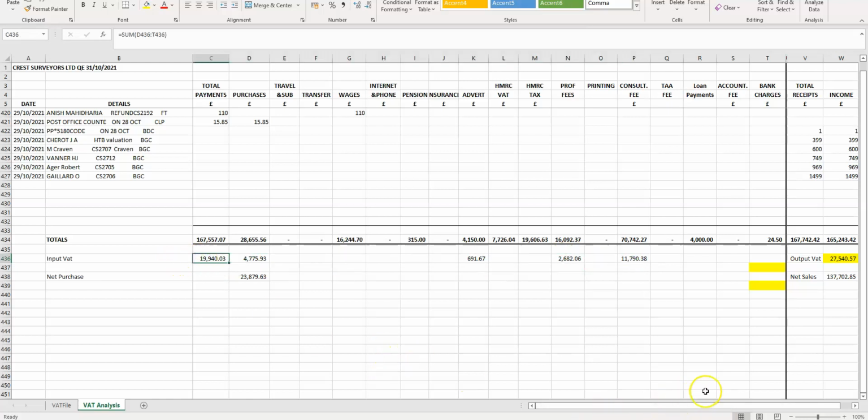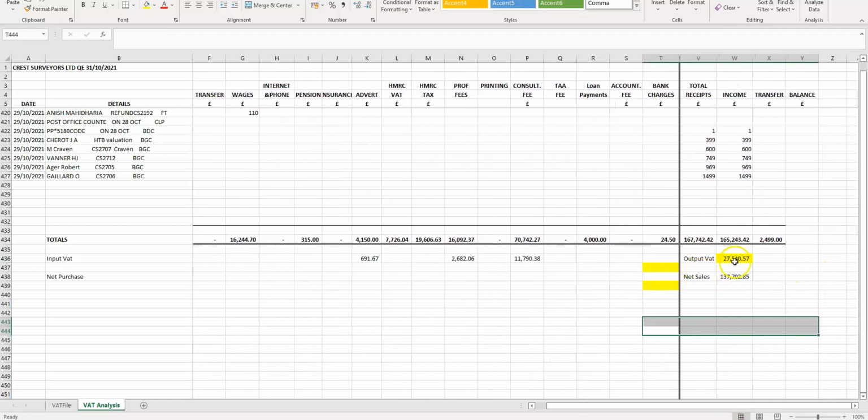And that's all my input VAT that we're going to claim, that is 19,940. On the other hand, we have an output VAT for the sales. So this is my total sales and the VAT is 20%, and for output VAT we have to multiply by 20% if the VAT is outside. If it is inside we divide by 6. So this is my gross sales, that means the VAT is already inside, so we have to divide by 6. If the VAT is outside we have to multiply by 20%. Here the VAT is inside, so you have to divide by 6, and that gives me the output VAT.